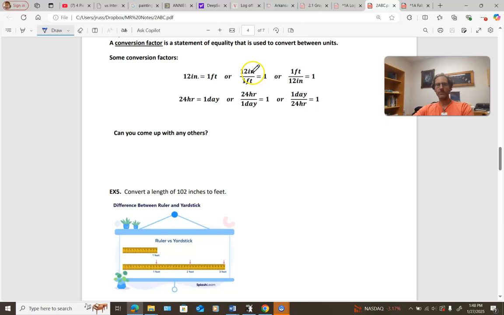And these are some examples, you know, 12 inches over 1 foot. That, you know, 12 inches is the same as a foot, so this allows us to use 2 different units, and this still has a value of 1. But depending on which unit we want to cancel, that determines how we orient this conversion factor. And you'll see what I mean whenever you watch part 2.